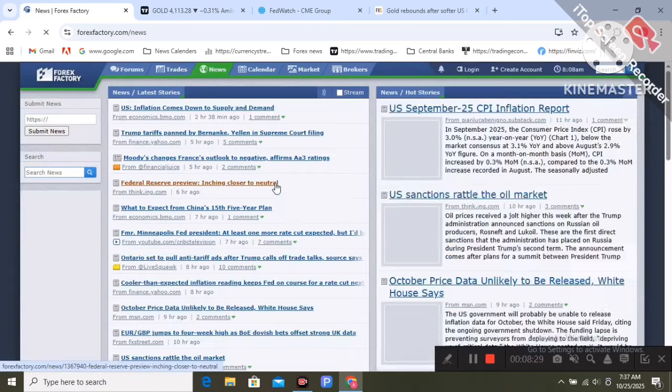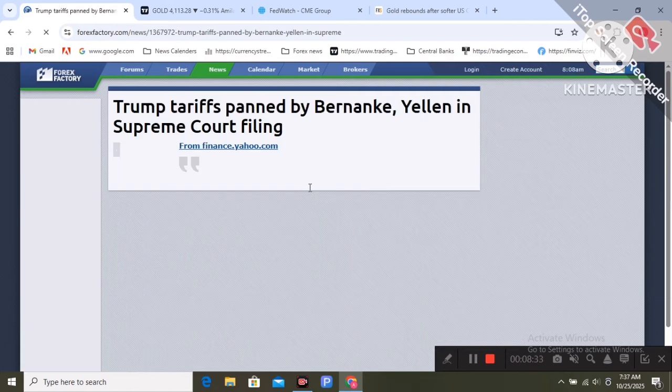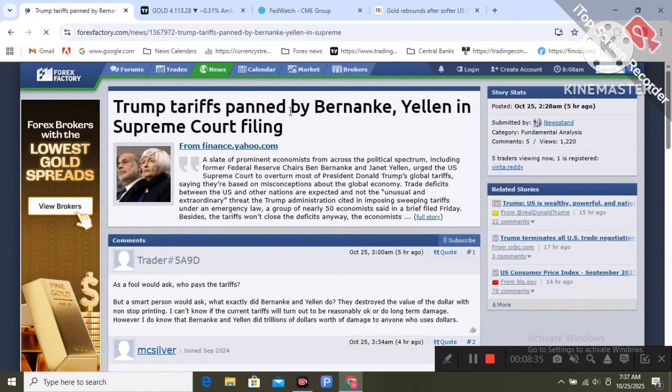So this is the latest Forex Factory news. You can see this new Trump tariff ban case by Bernanke and Yellen in a Supreme Court filing. Bernanke is the former Federal Reserve chairperson. They argue the tariffs are illegal, and it is now in the Supreme Court. So if the tariffs are banned in the next few weeks, gold can drop to the downside.